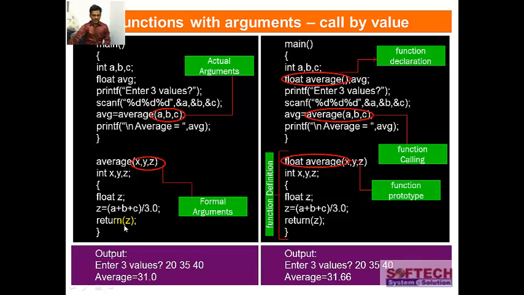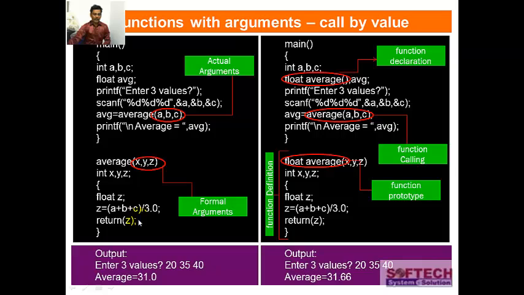Then the result is returned as z. Because here we call the function, the control transfers to this function, then the return comes back to the calling area. So the value 31.66, the average is also a float, is assigned to our avg. Then we get the value through printf, average equal to avg. So what will be the result? It is not 31.66; it displays only average equal to 31.0.